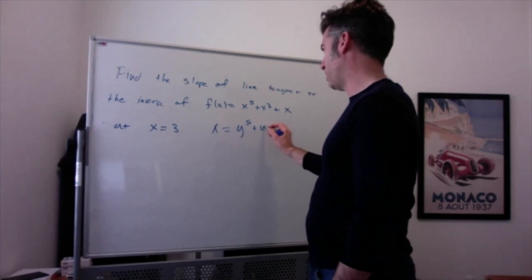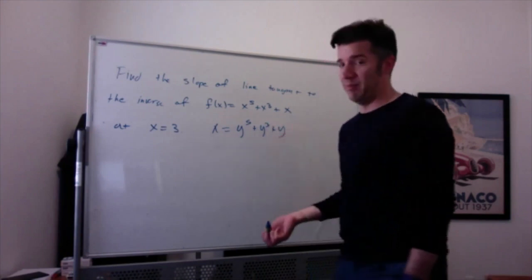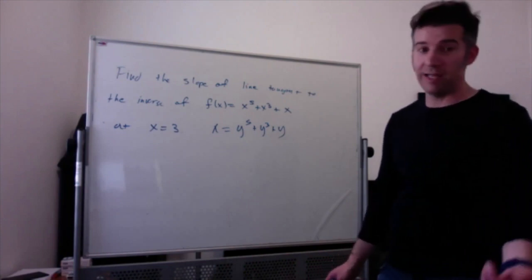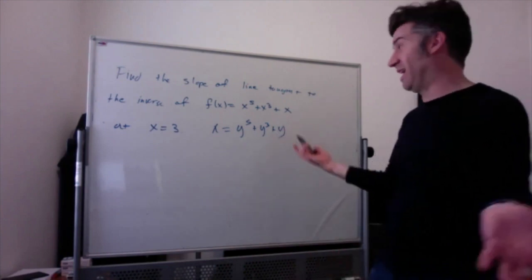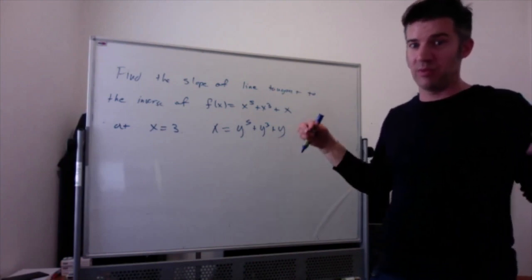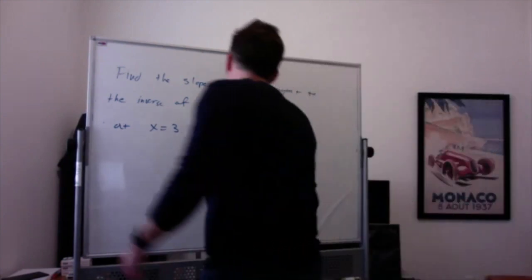Y to the fifth plus y cubed plus y. I'm not solving for y, right? That's not going to happen. You're not either, right? No one is solving for y. It's not doable here, so we're kind of stuck. Whereas like the other examples we could actually kind of solve, here we can't.